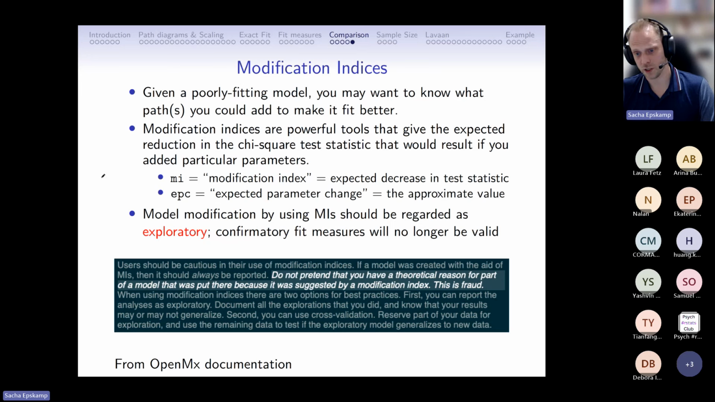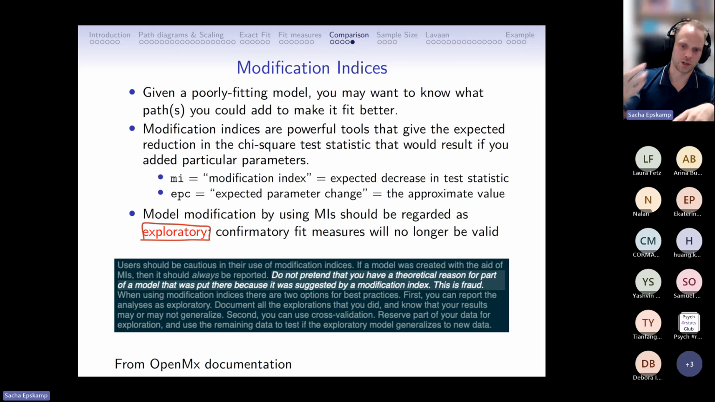There's just one problem with it, that you should always treat this as exploratory research. So that means that the moment you start adjusting your model, you have a model in mind, right? You tested it. The moment you start looking at the modifications, this means you look at the data in a way, you change the model, then it does mean that your model is no longer confirmatory.